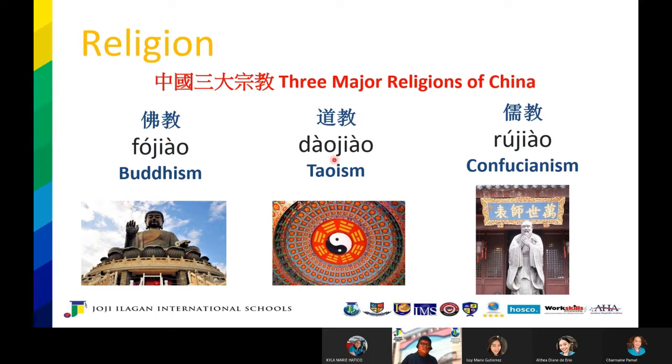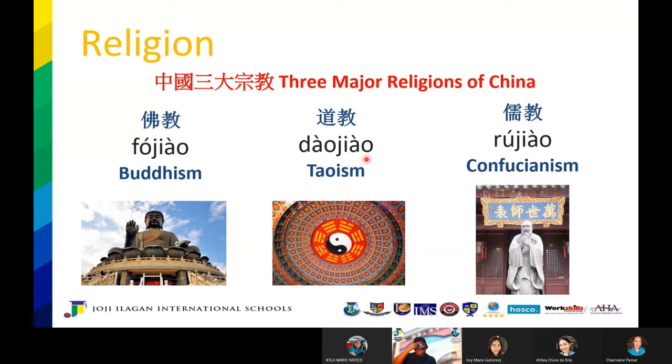Secondly, we have Taoism. In Mandarin, we call it Tao Jiao. Can you read? 道教, Tao Jiao. Okay, very good. So take note of the pronunciation. Tao Jiao means Taoism.